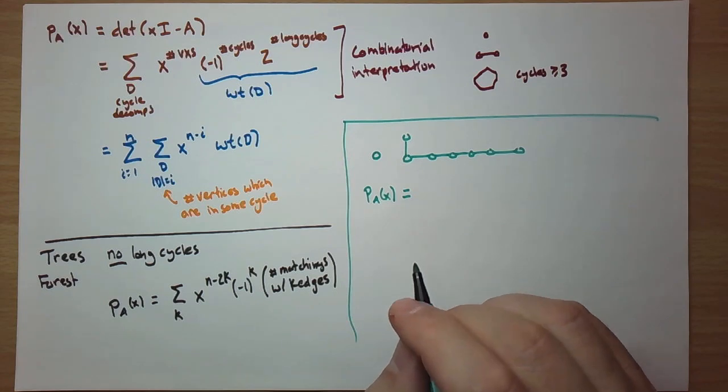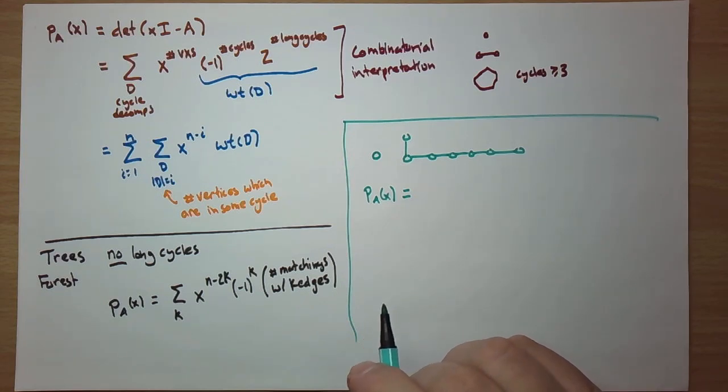Well, how many matchings are there with no edges? Yeah, there's one matching with no edges. You might say that there's no matching with no edges. Oh wait, you've got to be careful here. Just because nothing happens doesn't mean it doesn't count. So there's one matching with no edges, which is to take nothing.